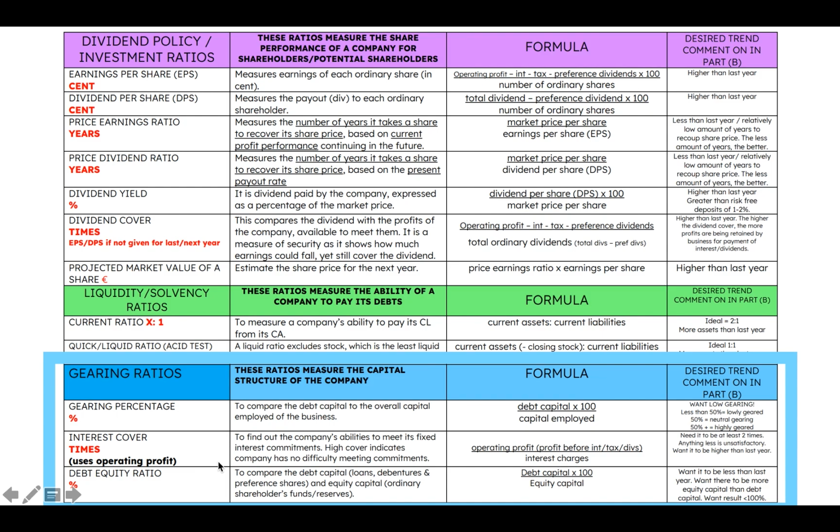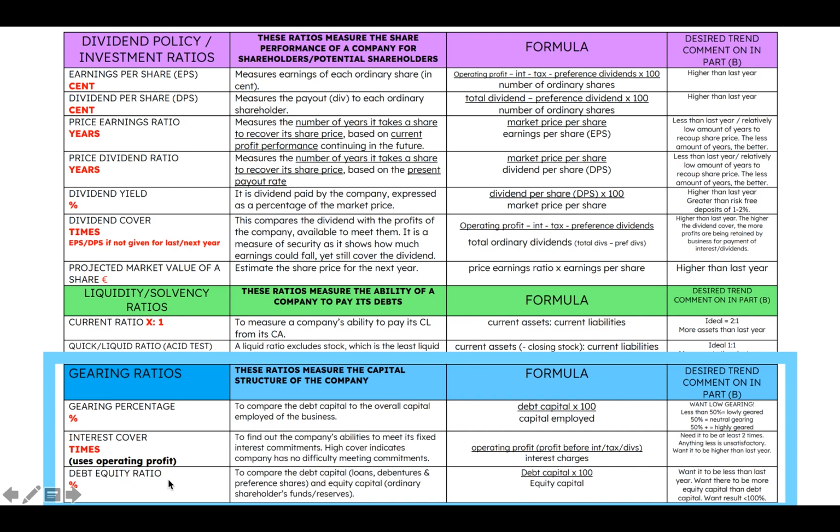Basically, it is: what is your operating profit? How many times is your operating profit compared to your interest charges? You want it to be as high as possible, because when it's higher, it's going to be a lot easier to pay the interest. And the formula there is operating profit over interest charges, and your answer will be in times.